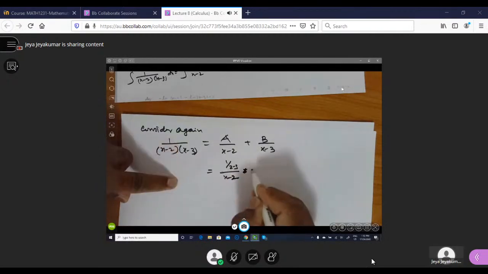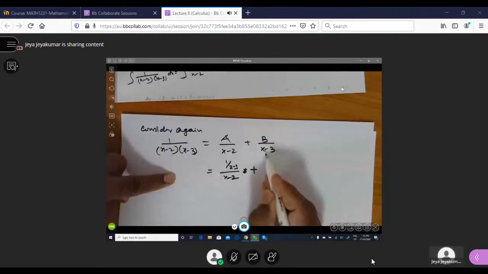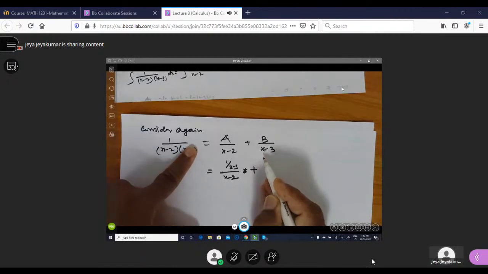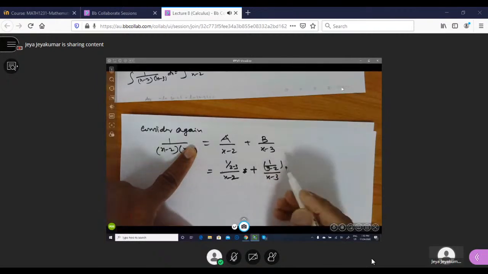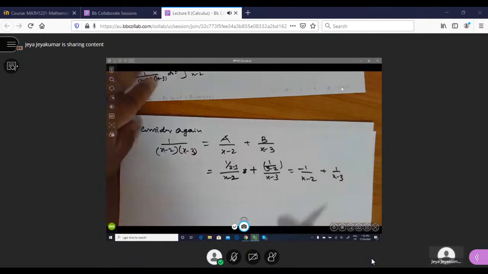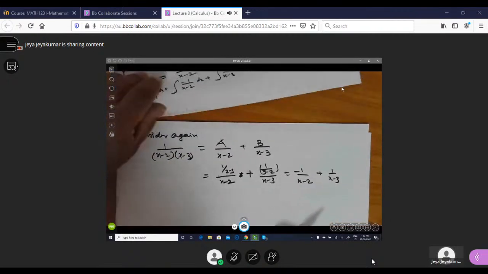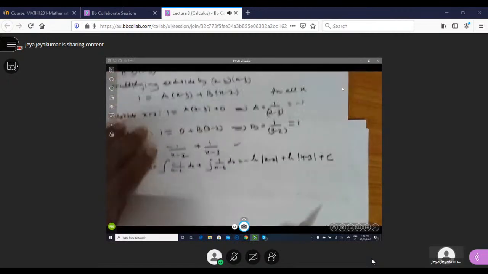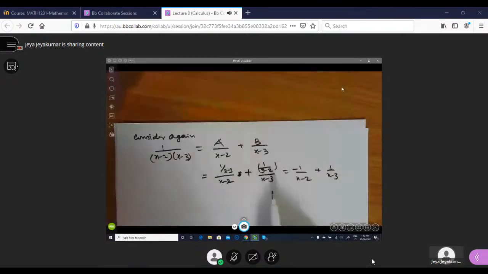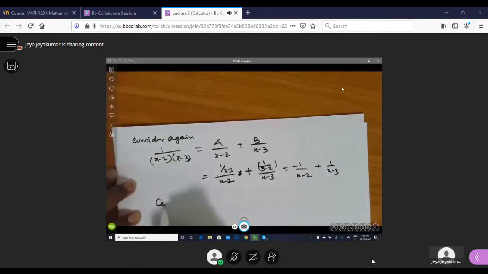Okay? To find b, b corresponds to x minus 3. You cover x minus 3 here and substitute x equals 3. So 1 over 3 minus 2, which is 1. That's what we got. So that gives you minus 1 over x minus 2 plus 1 over x minus 3. So that was the decomposition we got when we calculated. Let me show you the previous calculation. See, a equals 1 over 2 minus 3, b equals 1 over 3 minus 2. So this is called the cover-up rule. This is known as the cover-up rule.